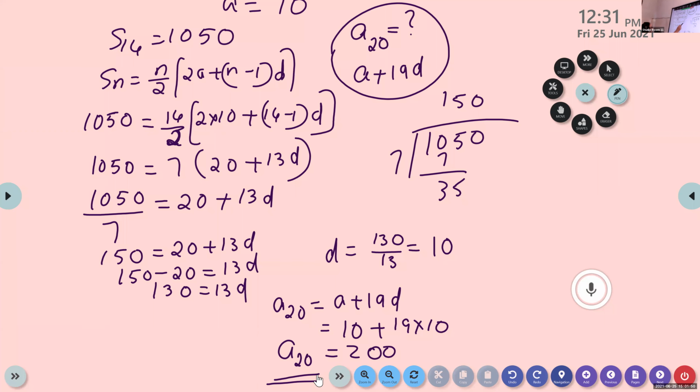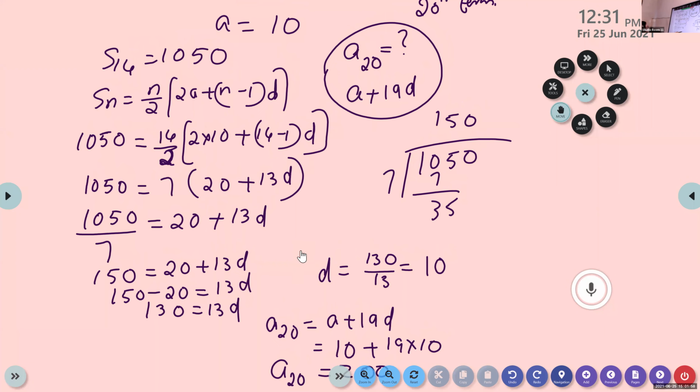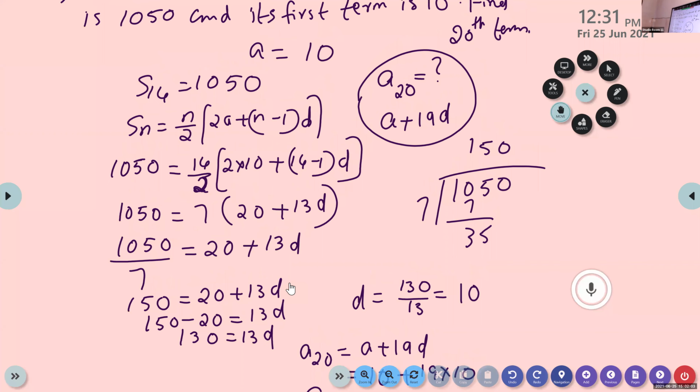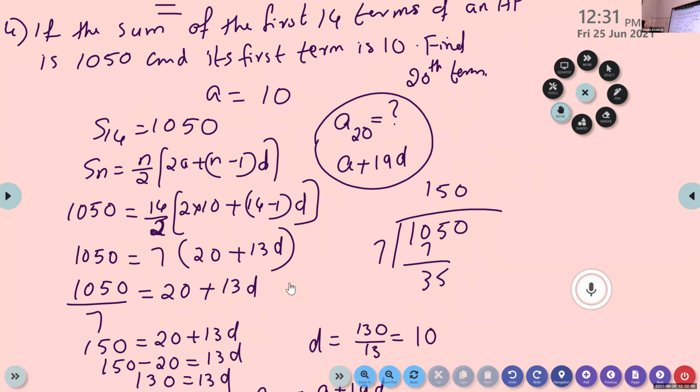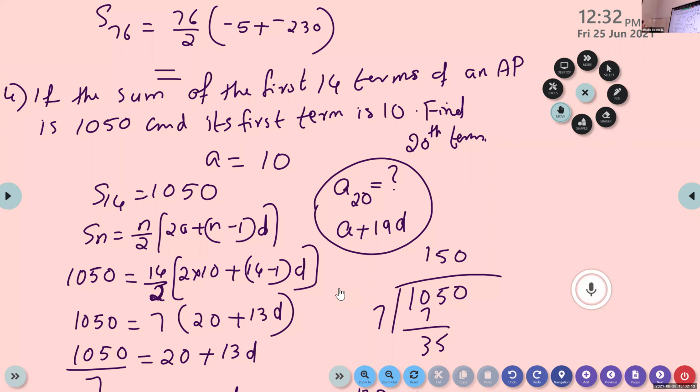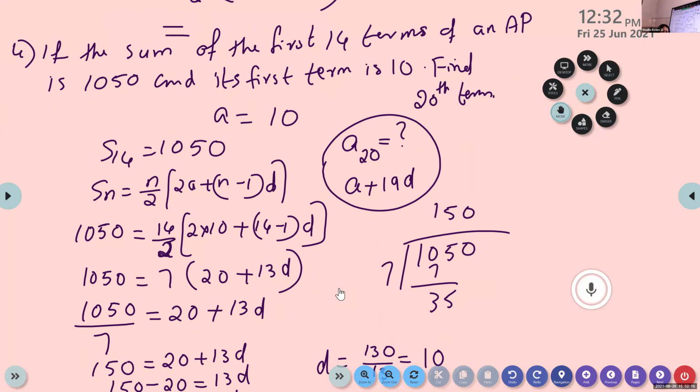Children, is this question clear? Go through the question and answer once. The sum of the first 14 terms of an AP is 1050 and the first term is 10. We need to find its 20th term. The 20th term means A plus 19D. A we know is 10, but we don't know D. So we are using the formula for Sn to find D.